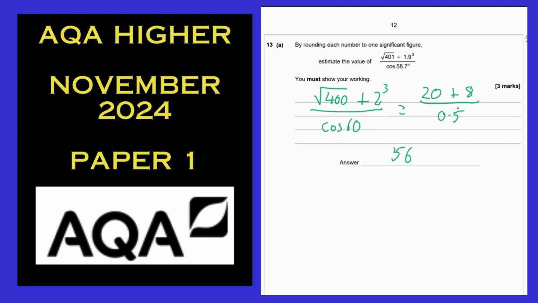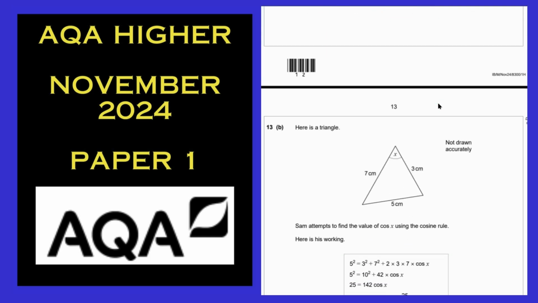But as I say, don't just jump to that straight away. You must show your working. Show them that you do the one significant figure part first.